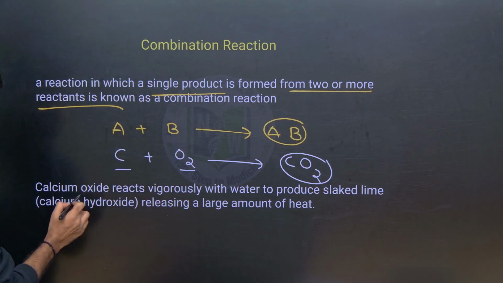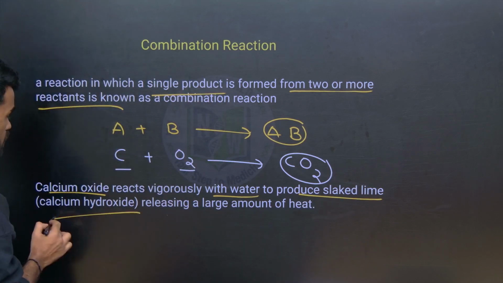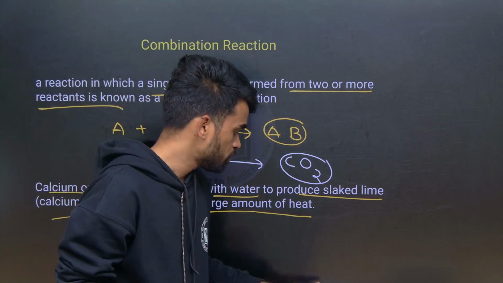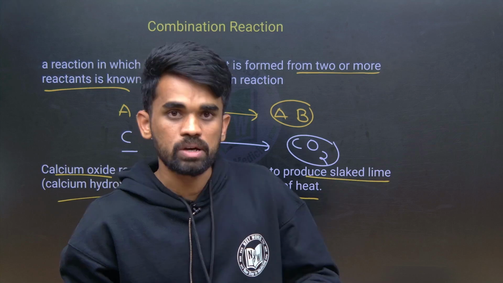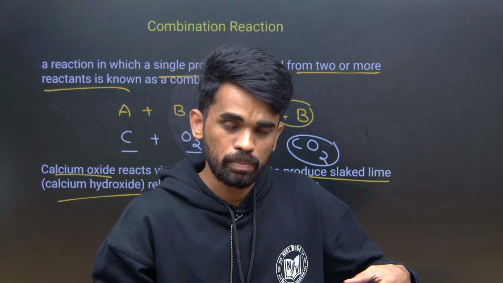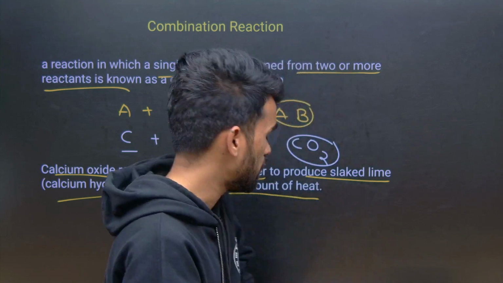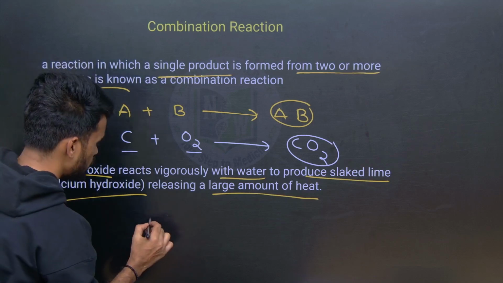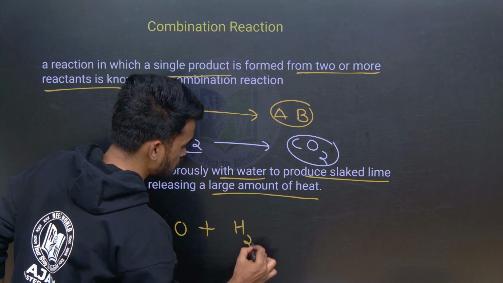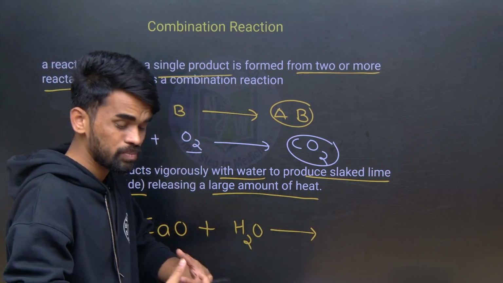Calcium oxide reacts vigorously with water and produces slaked lime, that is calcium hydroxide, releasing a large amount of heat. We know about whitewashing, where people whitewash the walls of a building or house, so we will see the chemistry behind this. We have calcium oxide, and when it is placed in water, it shows an exothermic reaction.